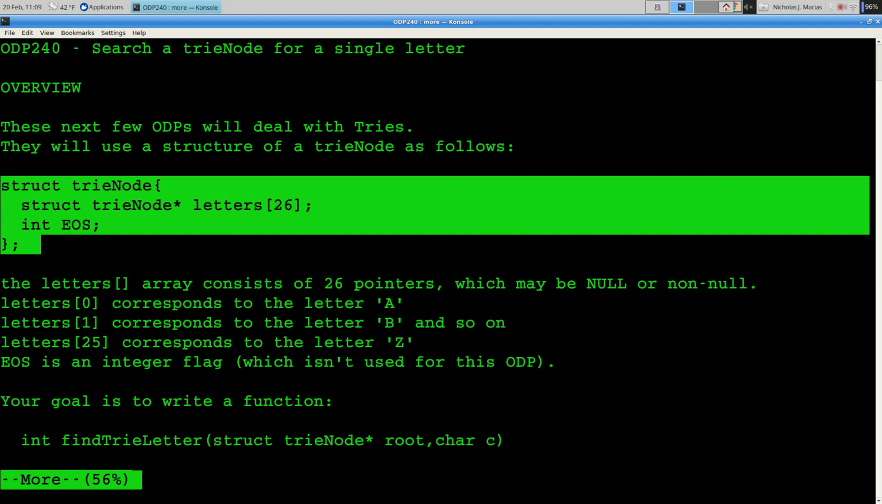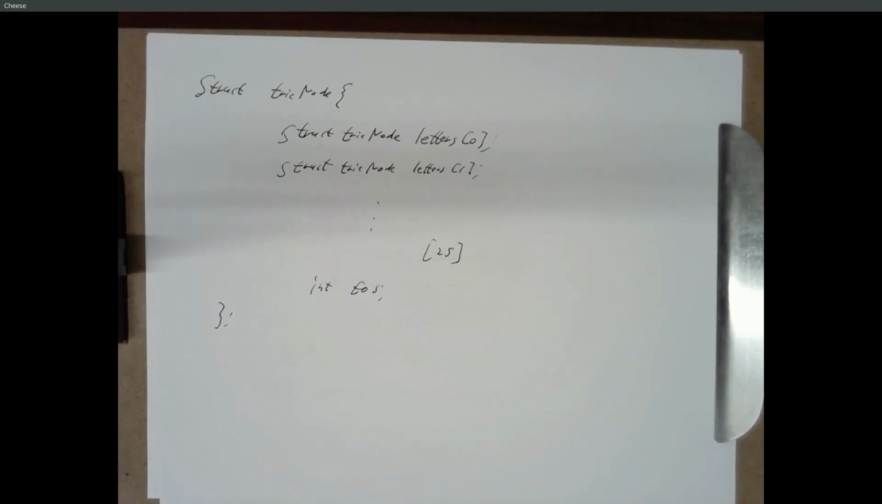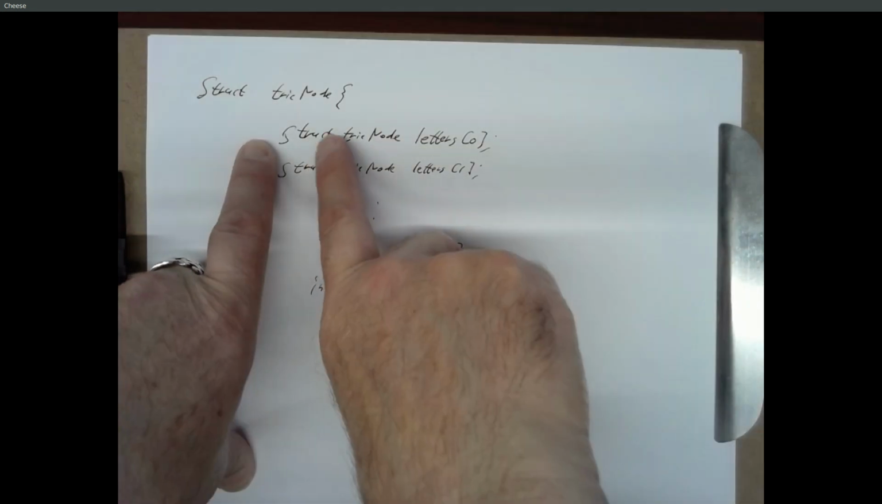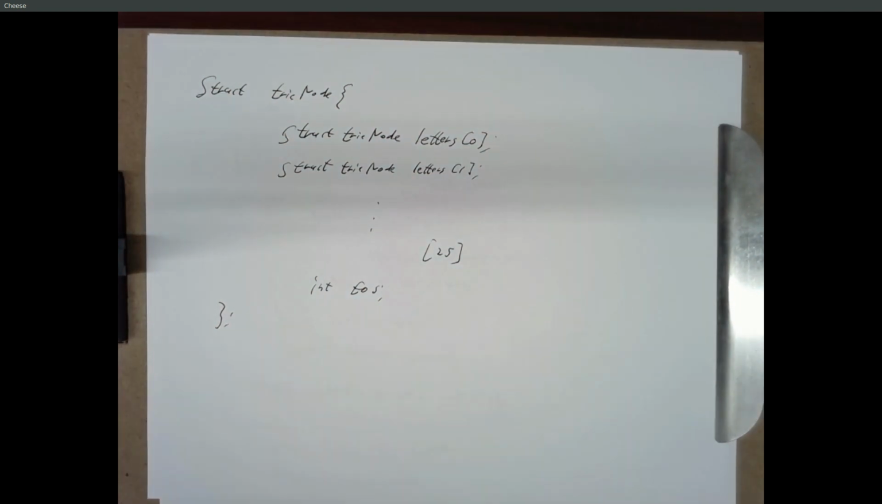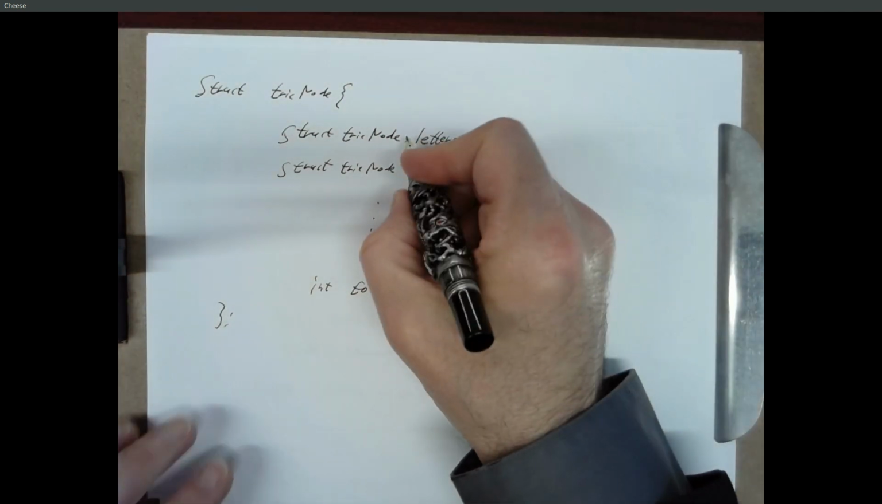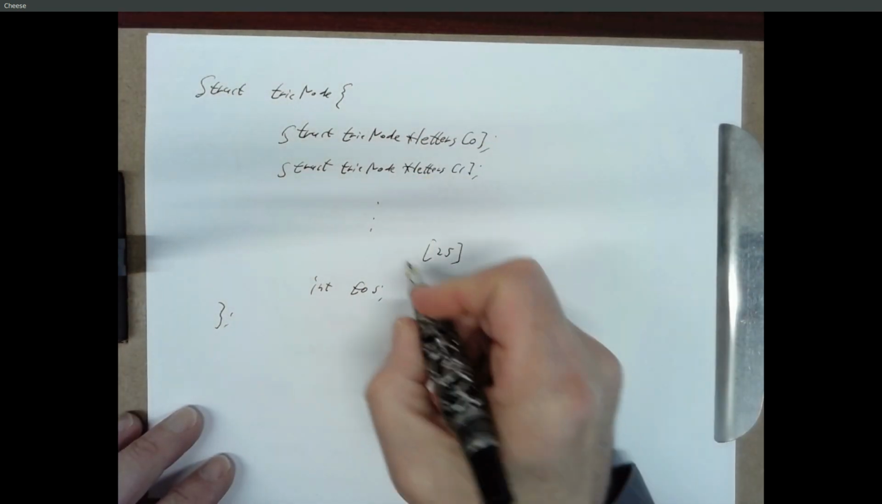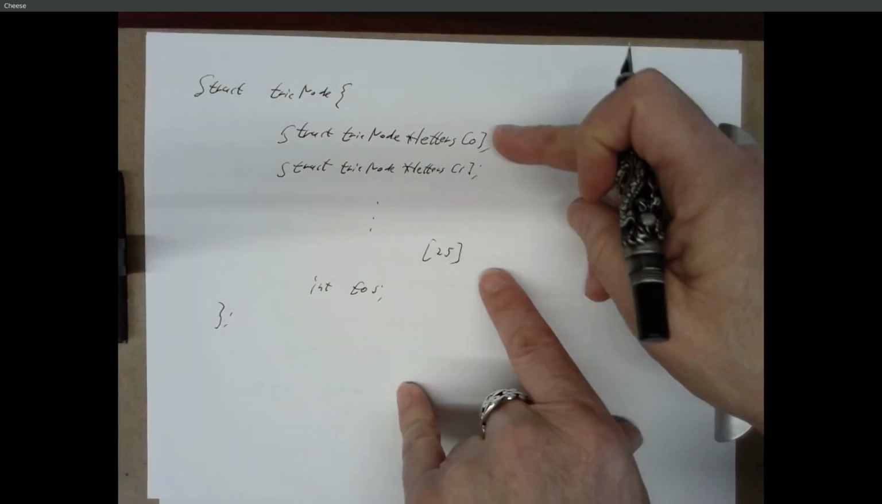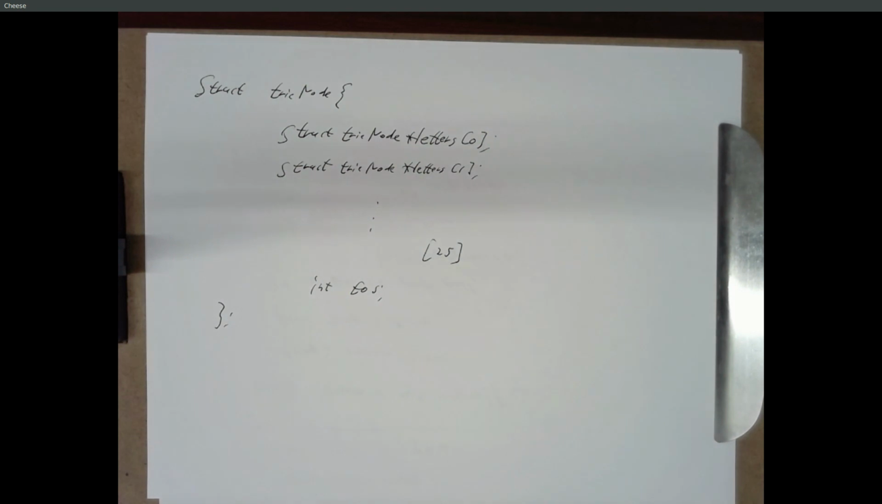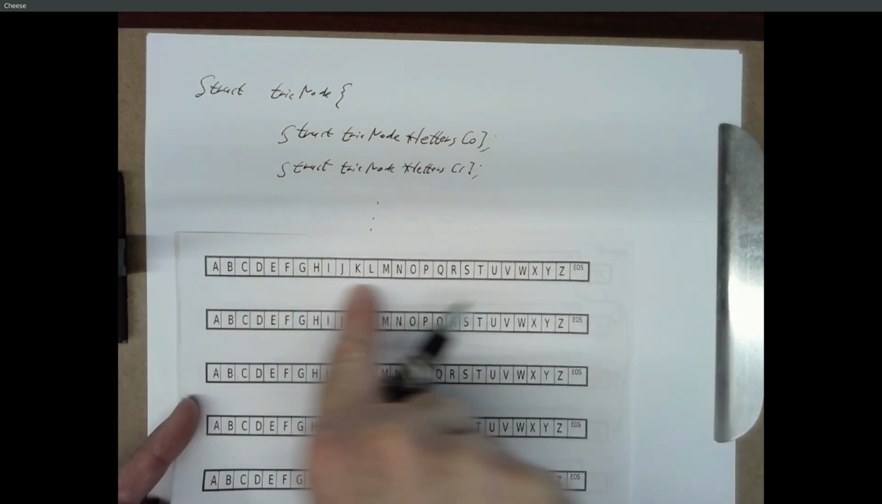All right, we've got an array of 26 pointers to struct trinodes, and we've got an end of string. We could think of our structure as being like this. There's a struct trinode pointer called letters bracket 0, another called letters bracket 1, all the way down to letters bracket 25. So there are your 26 pointers, corresponding to the pointers coming off each of these boxes.